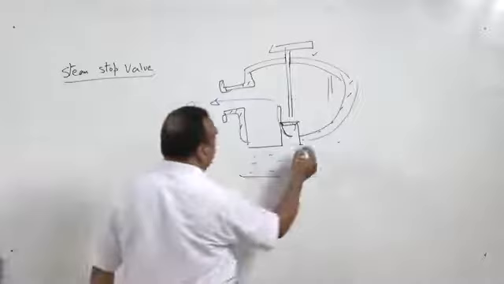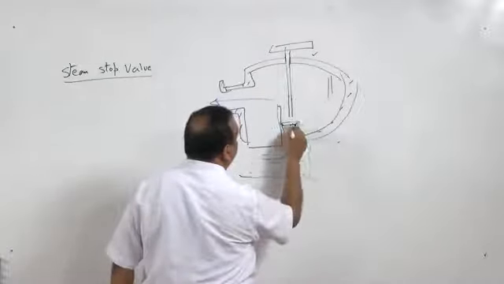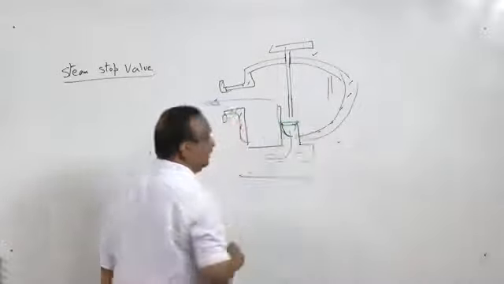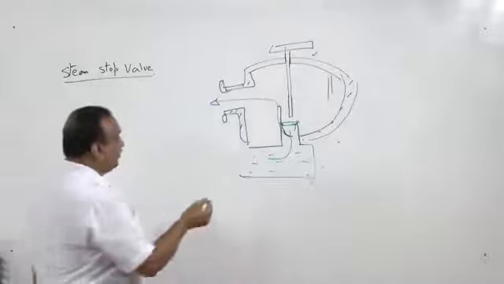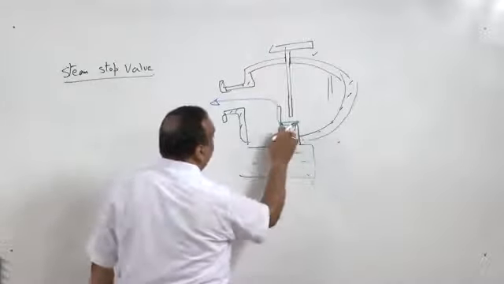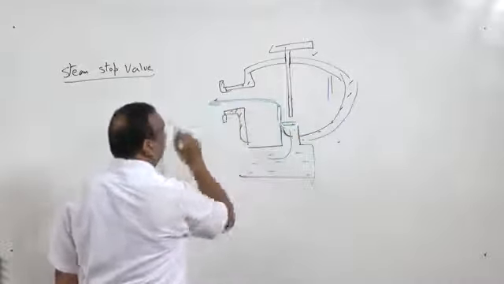So this side is closed, and water will push this disc. This disc is simply resting on this body. It is not connected to this stylus. So the water will push this disc in the upward direction, and through this opening the water will come out of this valve.